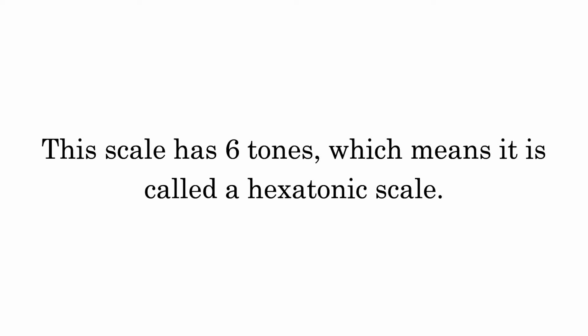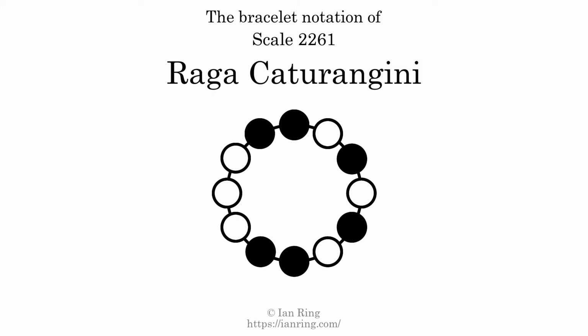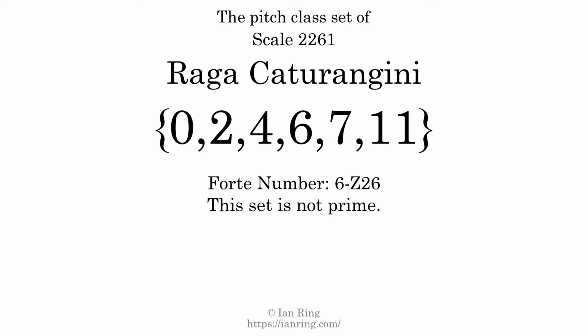This scale has 6 tones, which means it is called a hexatonic scale. This is a bracelet notation diagram of scale 2261. The shaded circles represent tones that appear in the scale, and they are read clockwise, starting at the top. The pitch class set for this scale is 0, 2, 4, 6, 7, 11.